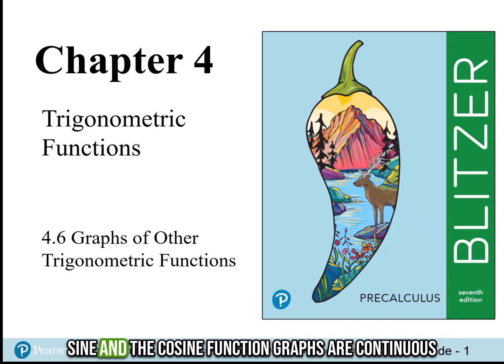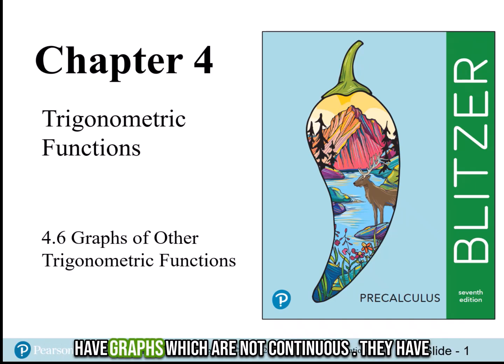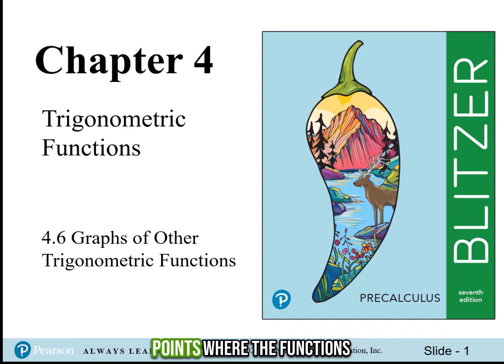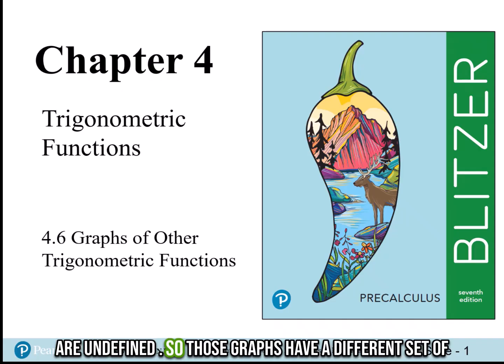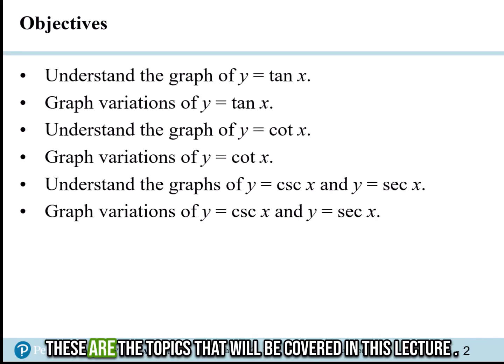The sine and the cosine function graphs are continuous graphs, whereas the rest of the trigonometric functions have graphs which are not continuous. They have points where the functions are undefined. So those graphs have a different set of properties that we will need to learn about in this lecture. These are the topics that will be covered in this lecture.